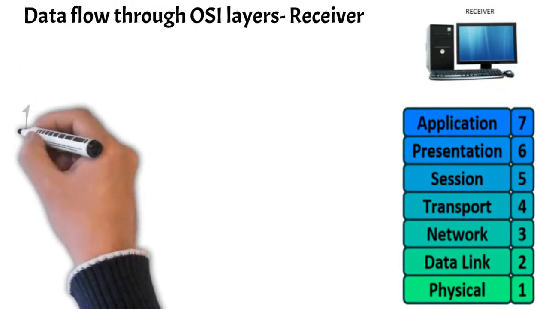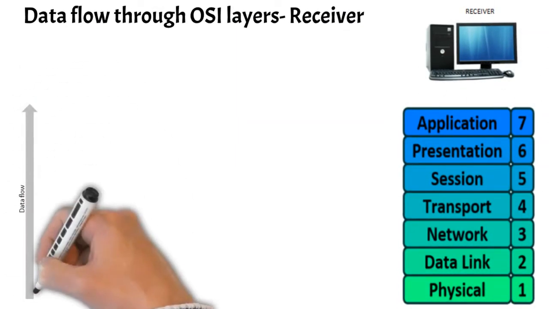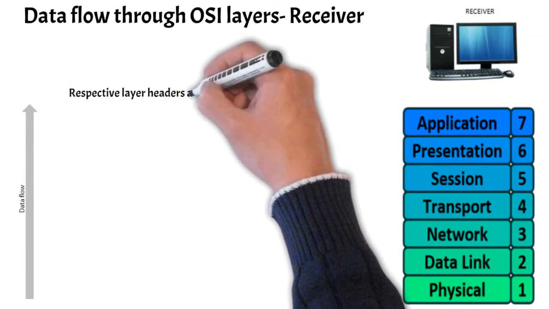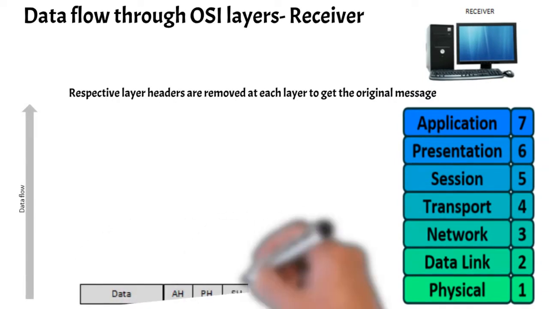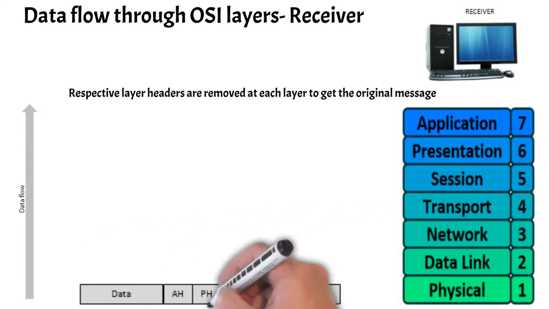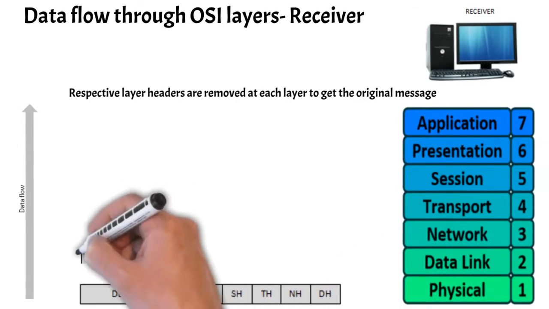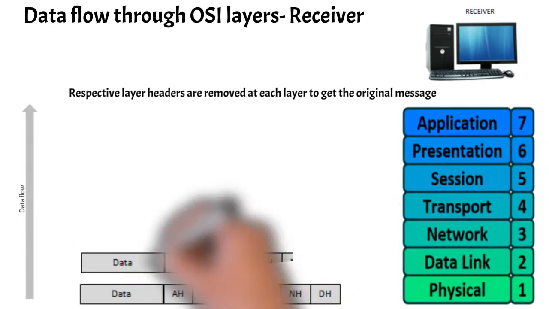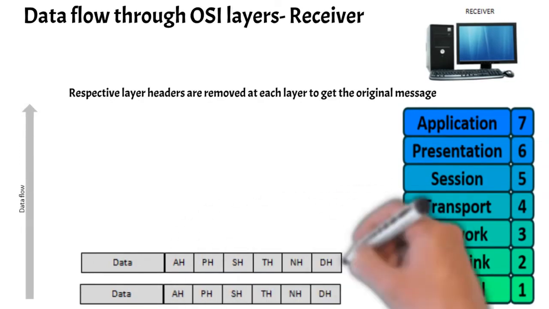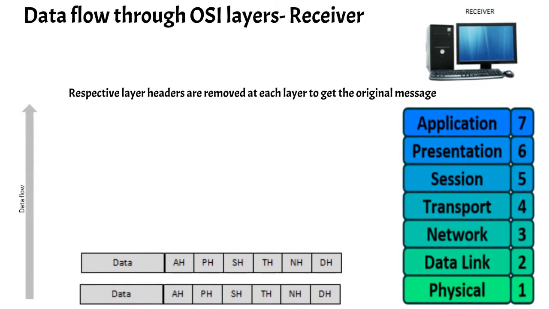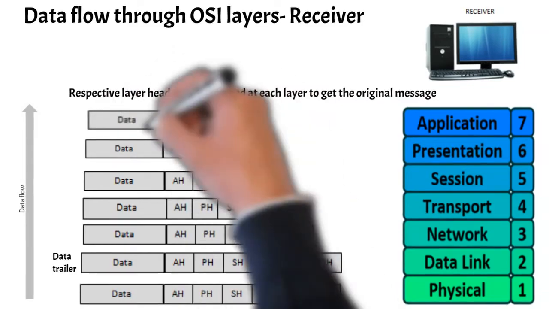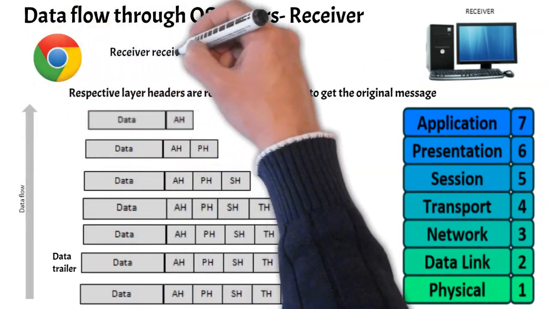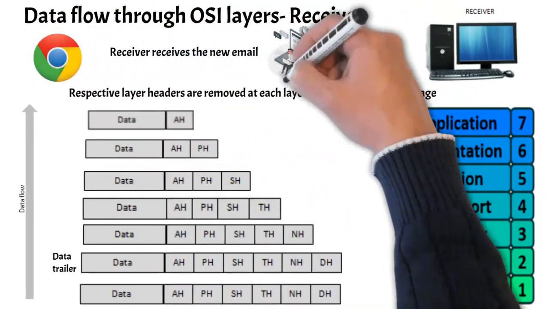On the receiver side, data flows from the physical layer to the application layer. Respective layer headers are removed at each layer to get the original message. The receiver collects the raw bits from the physical wire and passes them up to the data link layer. The data link layer removes the headers and trailers and passes the remaining information to the network layer, and so forth until data is received by the application layer. Eventually, the receiver will receive an email notification displaying a message to indicate that a new email message has been received.